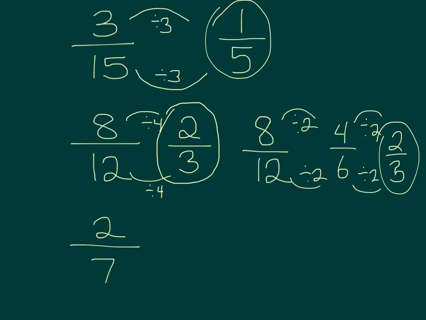Now in the bottom I have 2/7. So now I need to think, what divides evenly into 2 and 7? There aren't any numbers that divide evenly into 2 and 7. 2/7 is in simplest form because there's no numbers that divide evenly into 2 and 7. So 2/7 is already in simplest form.